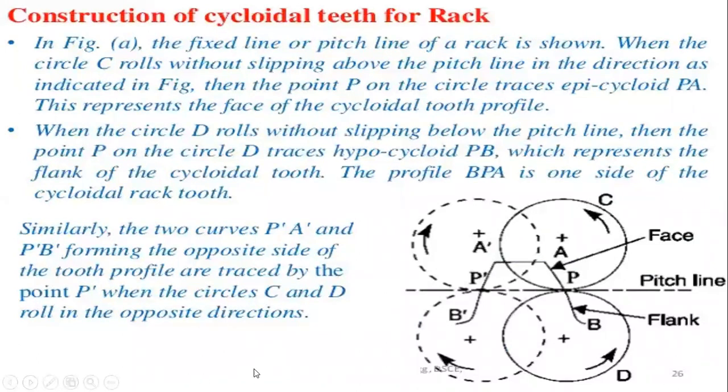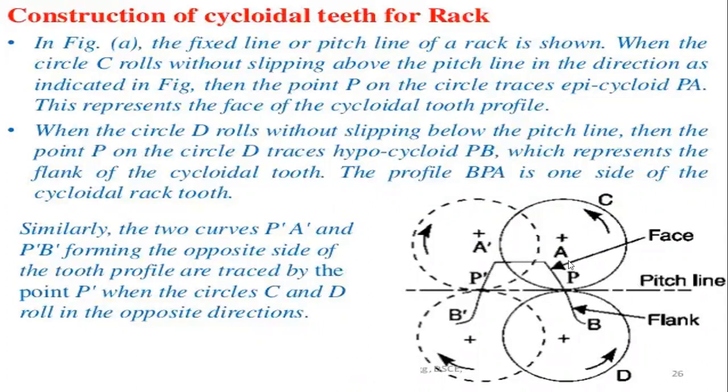So you can see the fixed point. This is the fixed point, which is the rack, or it is called the pitch line. This line is called the pitch line, in which it pretends to be the rack showing in the figure. And whenever we roll this circle, a circle named C is rolling in the anti-clockwise direction without slipping, above this pitch line. So this is rolling in the anti-clockwise direction above the pitch line.